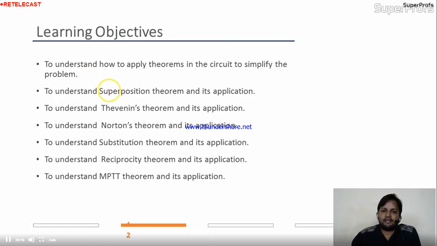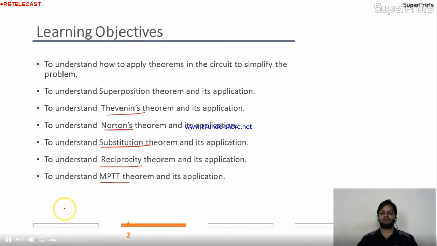We will understand the theorems. We will see the superposition theorem. Then we will see Thevenin, Norton, substitution, reciprocity and MPTT, the maximum power transfer theorem. In this entire unit, we will solve some GATE problems also, and this is a very, very important subject.